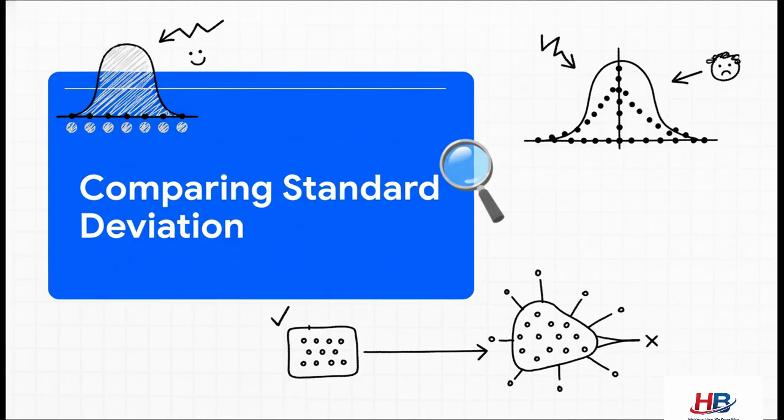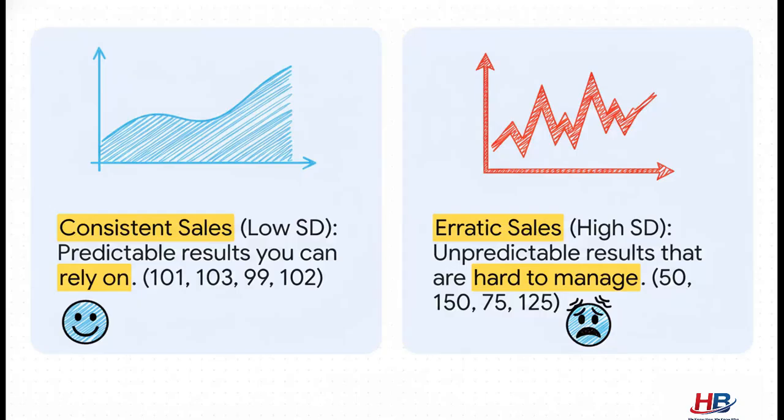A low standard deviation means all their arrows are clustered tightly together right around the center. That's consistency. A high standard deviation means the arrows are all over the place. So it's really all about how spread out or predictable your results are. And this slide just lays it out perfectly, right?